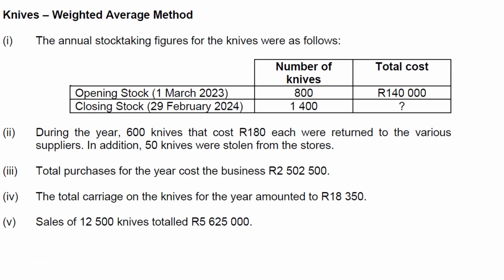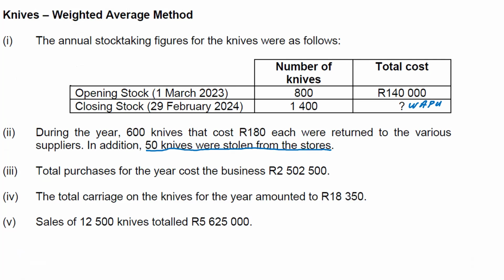Now, let's check here. We have annual stock take figures for knives as follows. So they gave us the number of knives and the cost price at the beginning. But at the end, we have 1,400. The cost price is a question mark. So we need to find our weighted average price per unit, which I gave you the formula. During the year, 600 knives that cost 180 each were returned to various suppliers. In addition, 50 knives were stolen. So guys, these 50 knives, they don't form part of the formula for calculating your weighted average cost per unit.